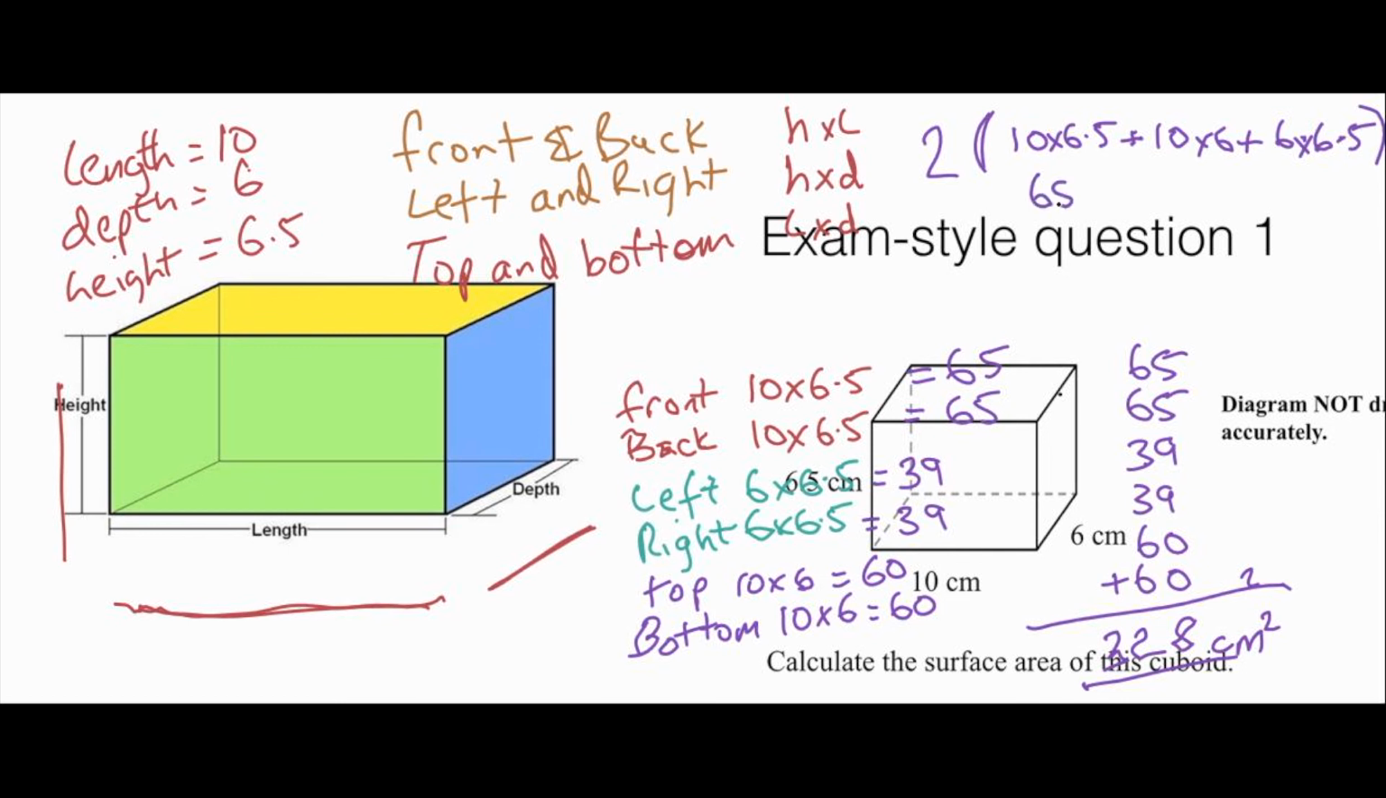So again, we've got 65 plus 60 plus 39, all multiplied by 2. So that's going to give me 125, 164, multiplied by 2 is going to give me 328 centimetres squared.